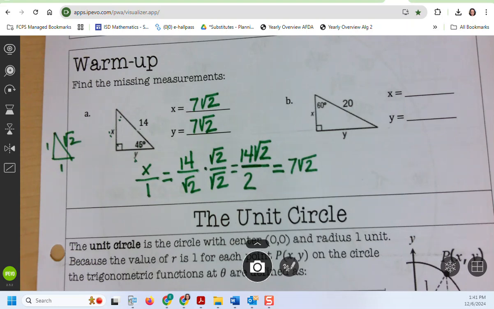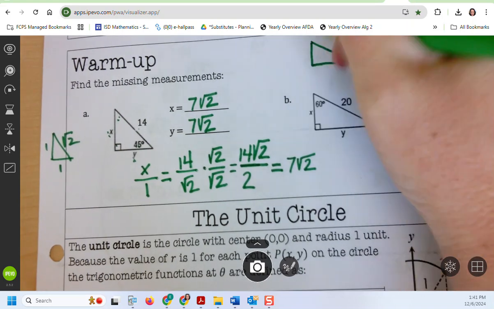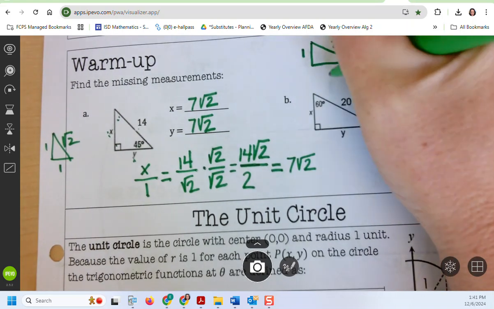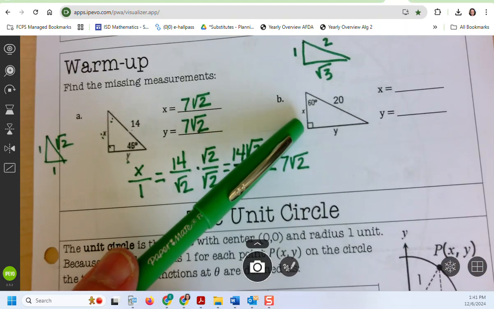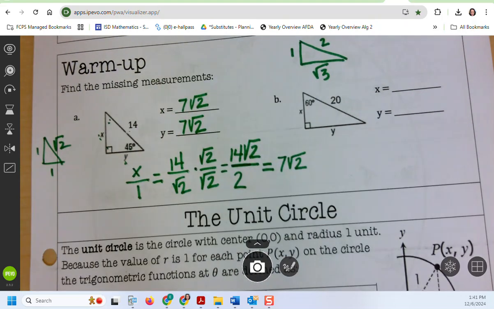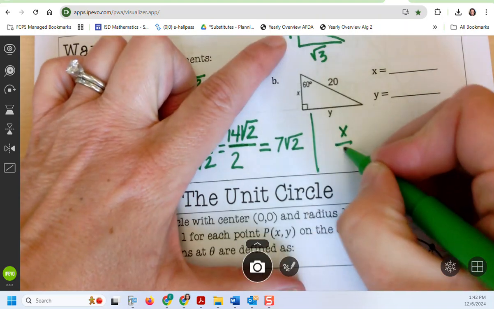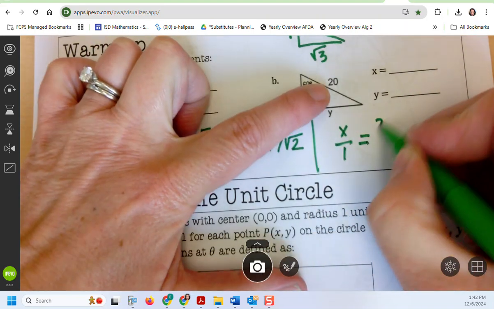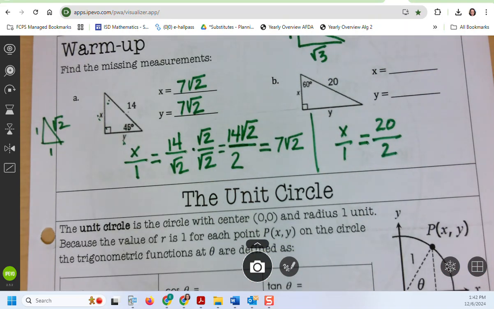All right. Next one, our special triangle from geometry class has sides of 1, 2, and root 3. I'm going to get the x side first because it's easier. The short leg is in a ratio with 1, so that's easier. So I'm going to say x over 1 equals 20 over 2. See how much easier it is to get the short leg than the long leg because you don't have that root?